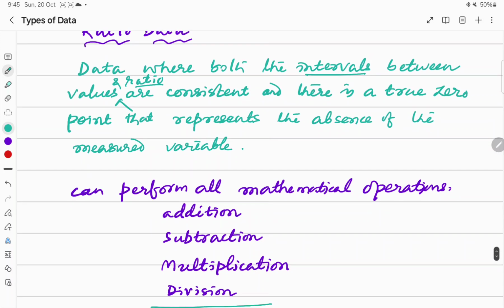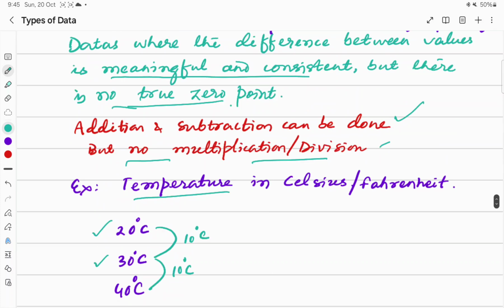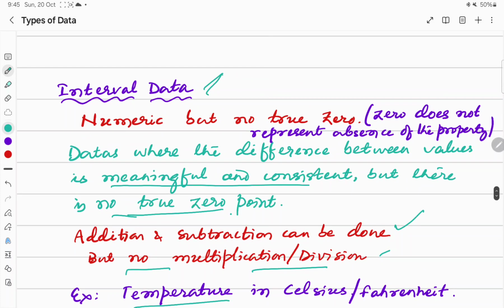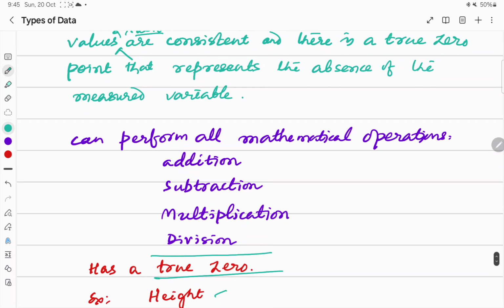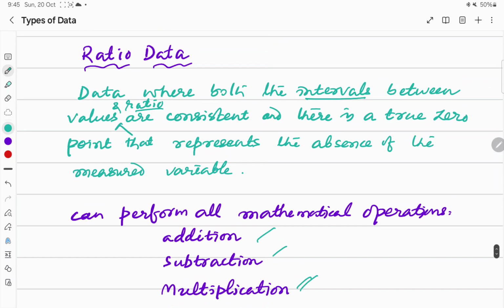And how does it differ from the interval data? In ratio data, we can perform all the mathematical operations like addition, subtraction, multiplication, division. Addition and subtraction we can use in interval data, whereas in ratio data we can also use multiplication and division. So data where both the intervals between the values and ratio are consistent and there is a true 0 point that represents the absence of the measured variable.